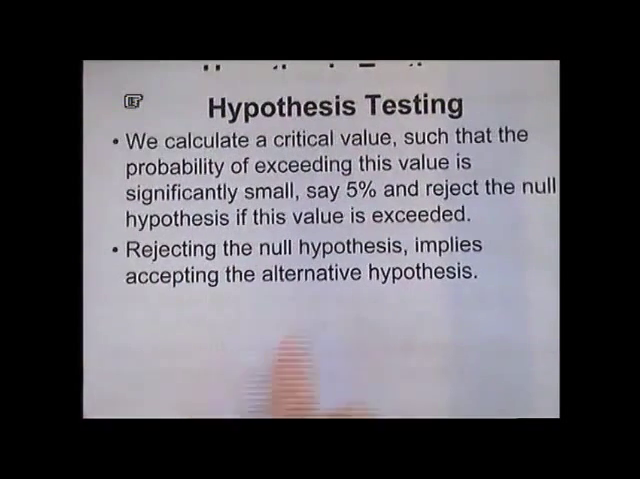This last bullet point here: if you do reject the null hypothesis, that implies you have no alternative but to accept the alternative hypothesis, which sort of makes sense, really. You either have to accept the null hypothesis or the alternative hypothesis. So there's a 6-step process that we go through, which is on your handout.